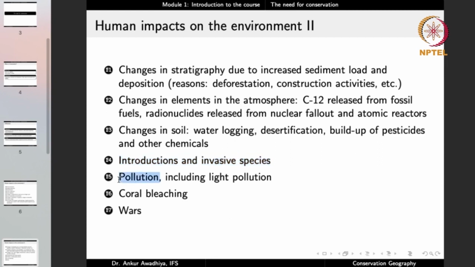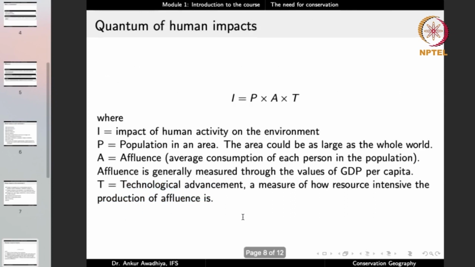Another impact is pollution, including light pollution. We are observing coral bleachings and death of corals, and we are observing large-scale habitat destructions because of wars. Now, these human impacts on the environment can be quantified by this equation, I = P × A × T.